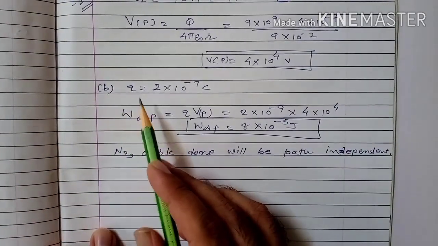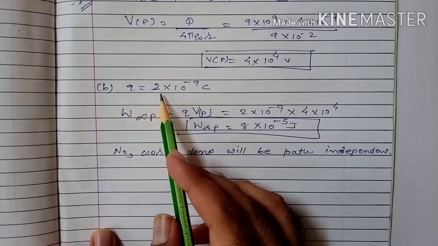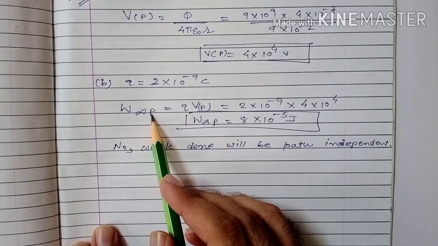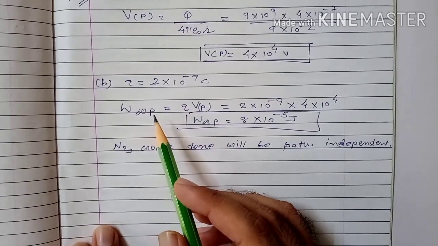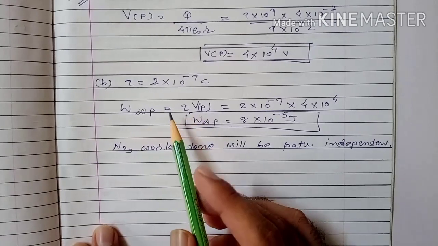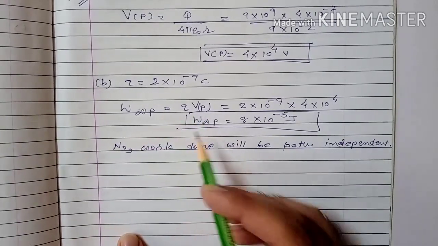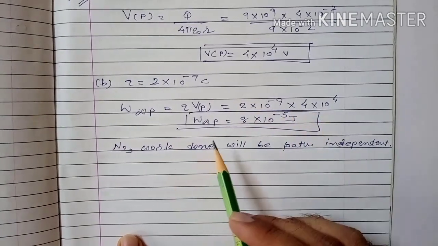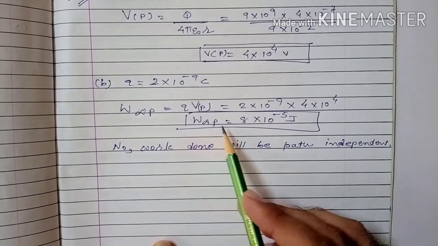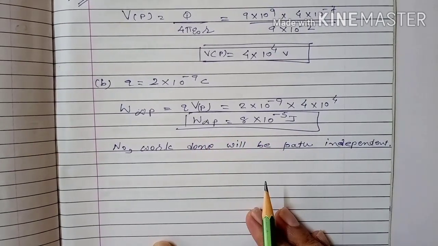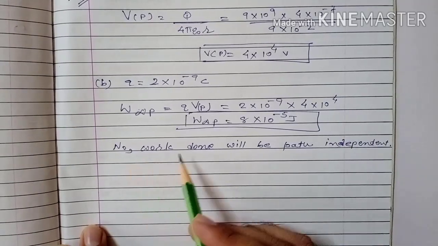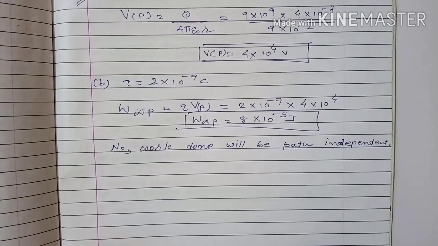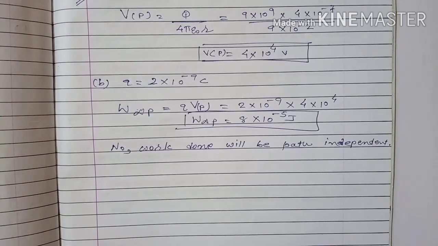In case B, the value of test charge is given to us. Small q is equal to 2 into 10 raised to minus 9 coulomb. Work done in bringing this charge from infinity to the given point. Because we know the formula of electrostatic potential is work upon charge, so work is equal to charge into potential, q into Vp. q is 2 into 10 raised to minus 9, into potential at point P, that is 4 into 10 raised to 4. So work done in bringing this charge from infinity to P is 8 into 10 raised to minus 5 joule. Here, as I told you, the work done will be path independent, because work done by a conservative force depends only on initial and final position.